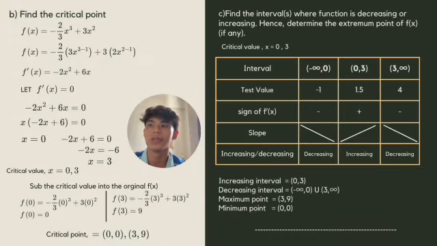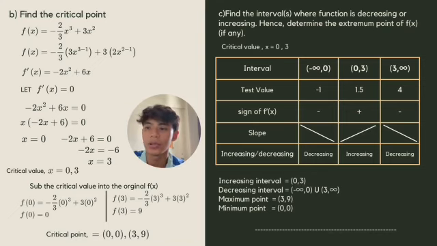For question B, we need to find the critical point. We take the equation f of x equal to negative 2 over 3 x cubed plus 3x squared, and then we differentiate. After we differentiate, we get f prime of x equal to negative 2x squared plus 6x. Then we let the derivative equal to 0, so negative 2x squared plus 6x equal to 0. After that, we factorize, and we get x equal to 0 and x equal to 3. So the critical values are x equal to 0 and 3.